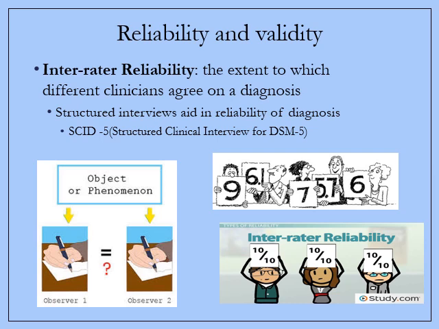Reliability and validity are always extremely important in any classification system. There's a lot to be said about reliability and validity when it comes to especially the DSM and making diagnoses, but I've chosen one type of reliability and one type of validity to talk about. Inter-rater reliability is the extent to which different clinicians agree on a diagnosis.